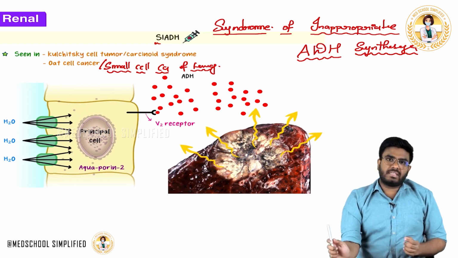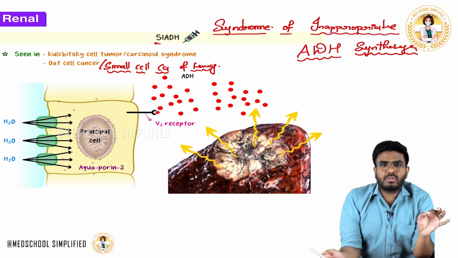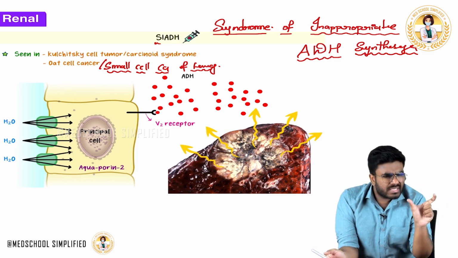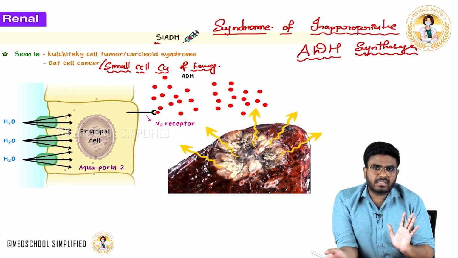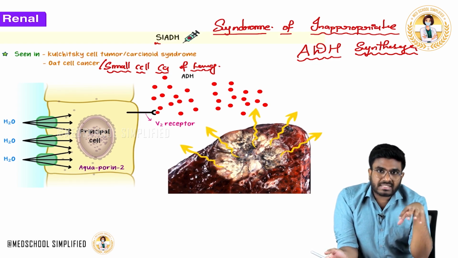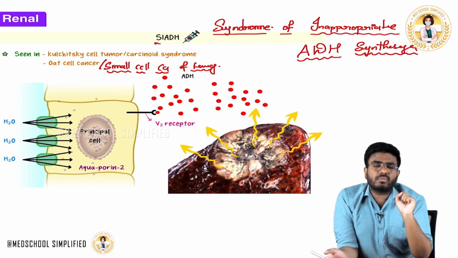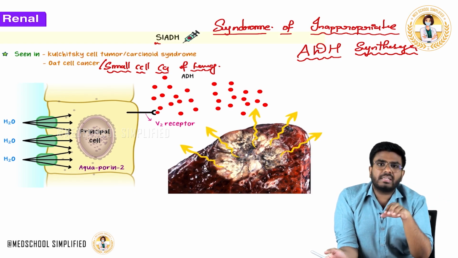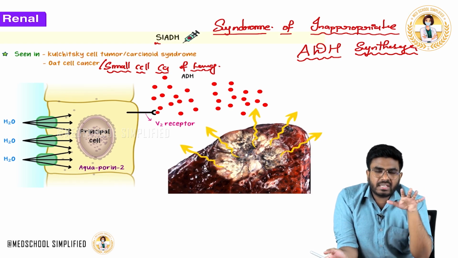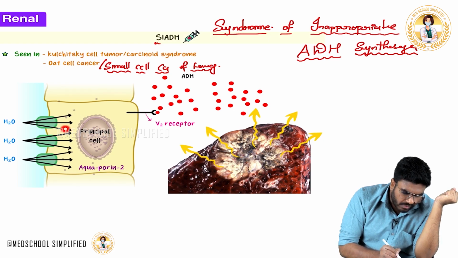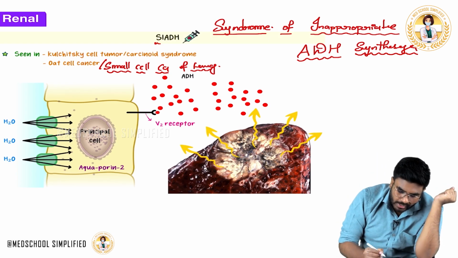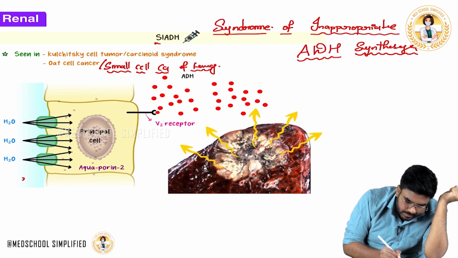So never ever say that in the syndrome of inappropriate antidiuretic hormone synthesis there is polyuria. No. If you see a question with polyuria, don't even think about SIADH. Usually students confuse these disorders, SIADH and diabetes insipidus. In SIADH there is oliguria, less urine production. Why? Because most of the water is getting reabsorbed back into the body. So the urine is produced less.